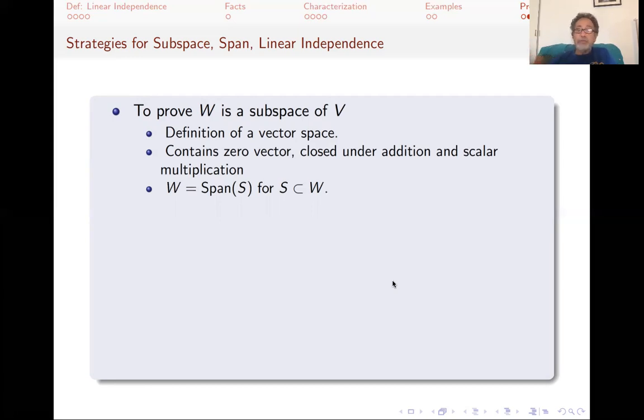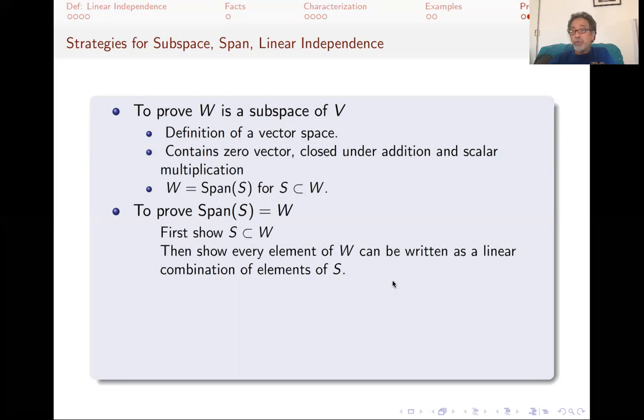As I said, you might have to change along the way and decide that, well, that didn't work, so let's go back to the drawing board and start over again. But at any given time, you need to know which strategy you're using. If you're trying to prove that the span of a set is W, how do we do that? Well, we basically have one strategy for that. We first must make sure that S is actually in W, and then we have to show that every element of W is a linear combination of elements of S.